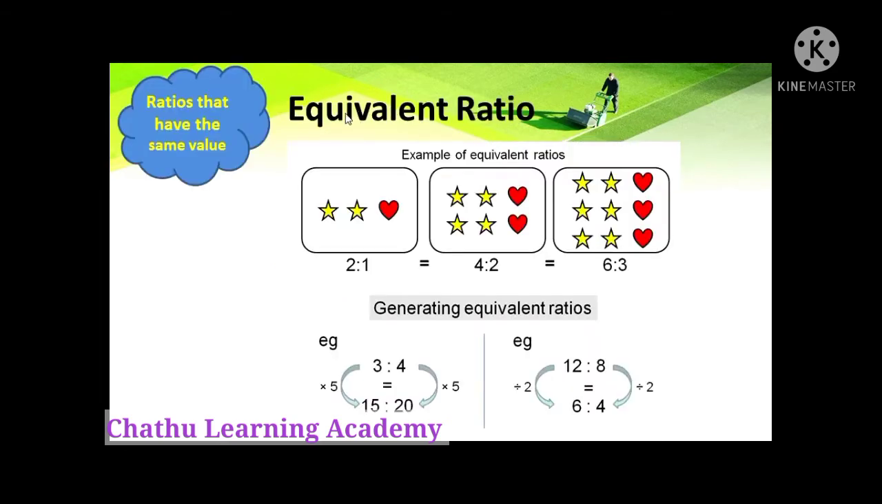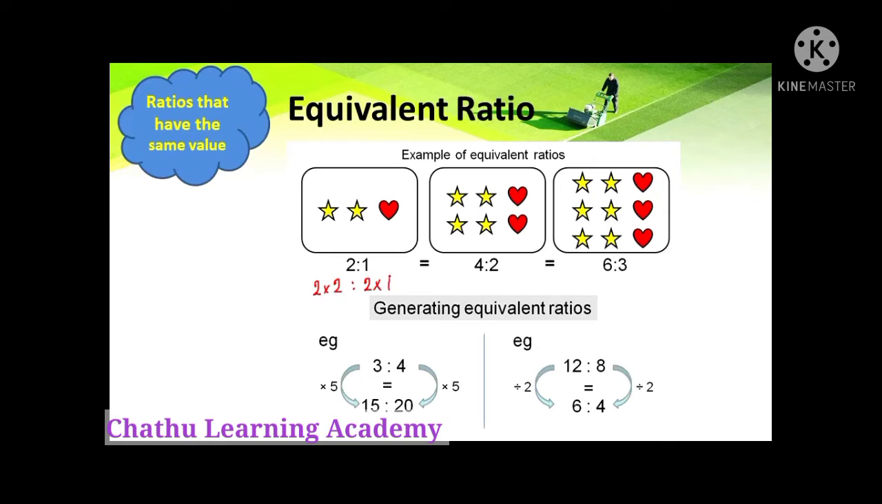Now we will try to identify what equivalent ratios are. Equivalent ratios have the same value. Look at this first example. Here 2 to 1. By multiplying these two values by 2, you can get 4 to 2. Here this is the method. You can multiply these two terms by 2. 2 into 2 to 2 into 1.